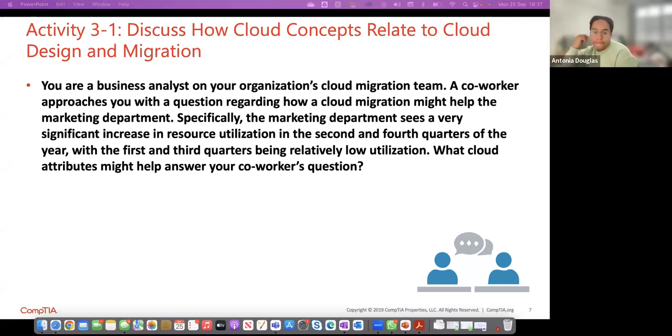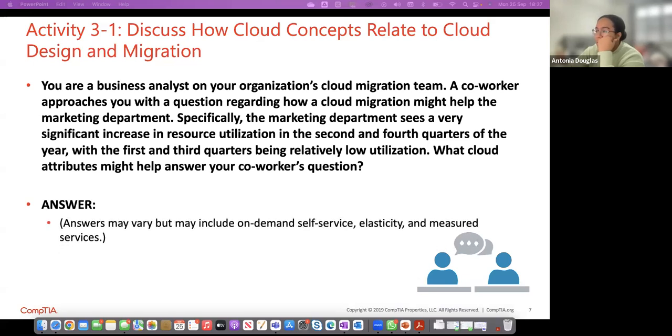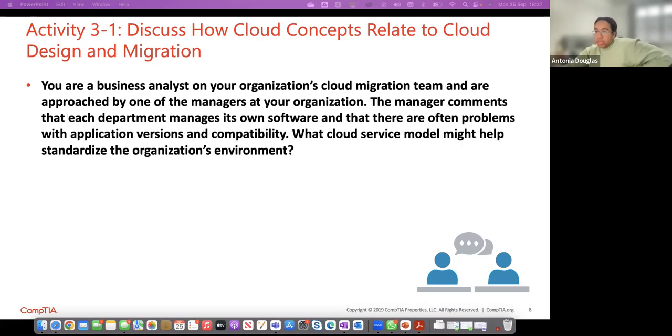Yeah, that's a good approach, I believe. I can see another rapid elasticity and measured services in the chat. So let's see. You can't see the answer there. Hold on one second. Okay, here we go. So yeah, answers may vary, but include on-demand service, elasticity, and measured services. So all were correct. Let me see for the next discussion.